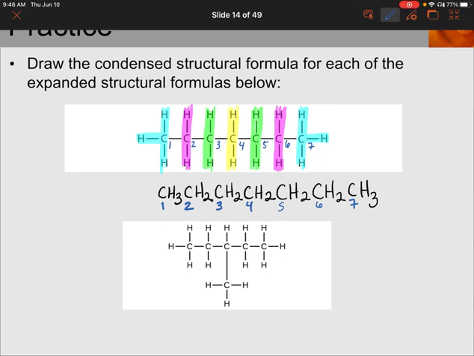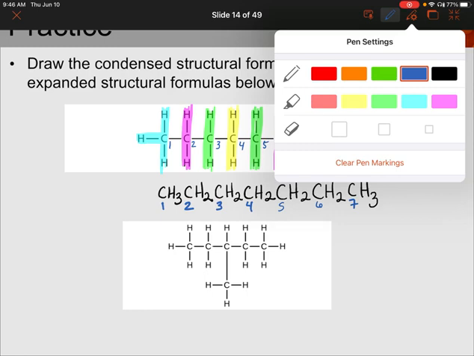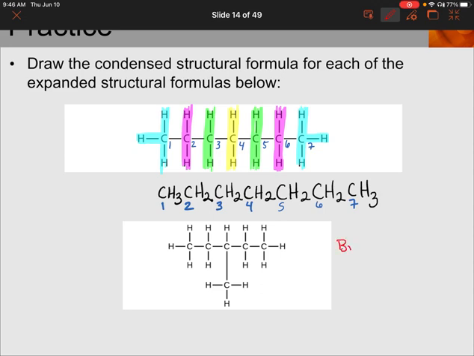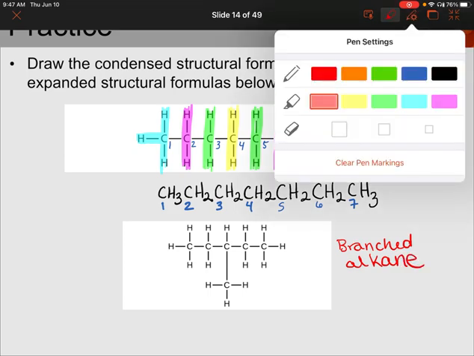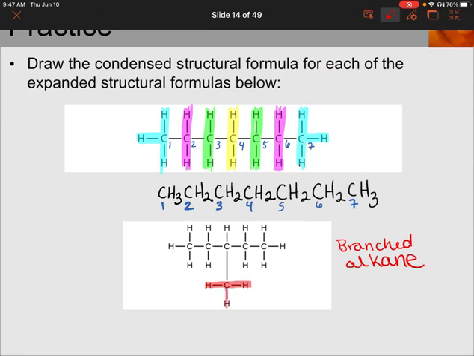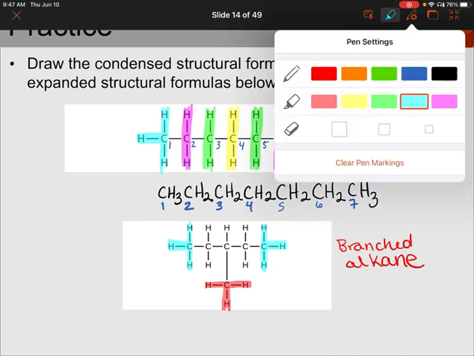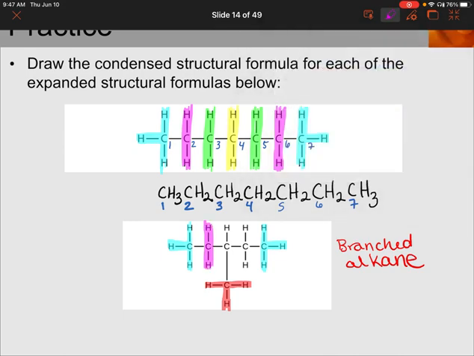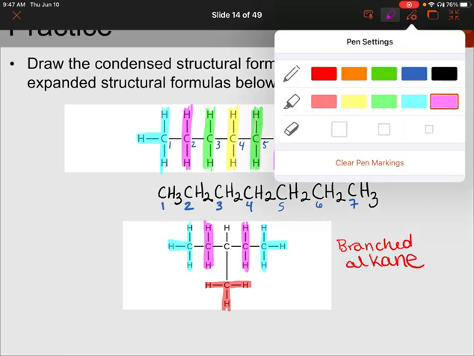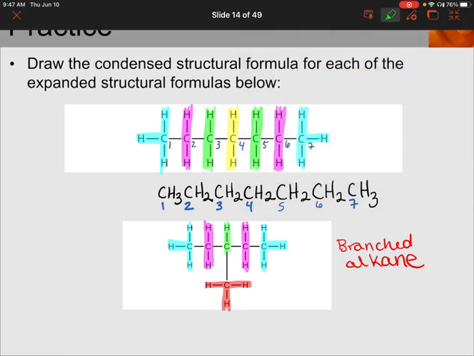Okay, so let's look down below. This one's a little different because it's a branched alkane. So it has a little branch coming off of it at the bottom. So we'll just highlight that branch. And then I'm just going to highlight because I like to, again, visualize what I'm doing. All right, so we've got those, and then CH2 groups. Okay. And then in the middle, we have a CH.